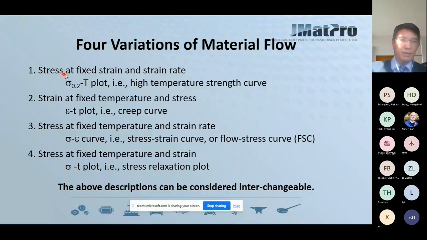Let's say if you fix strain and strain rate, we will get the stress versus temperature plot, that is the hot strength curve. If we fix temperature and stress, we get the creep curve. And then fix temperature and strain rate, we get the stress strain curve. And if you fix temperature and strain, we get the stress relaxation curve. These kinds of curves, imagine if you have enough data of one of them, you can get the other three. I will come back to this again. If you have enough data on creep curves, you can get the stress strain curve or flow stress curve from that.